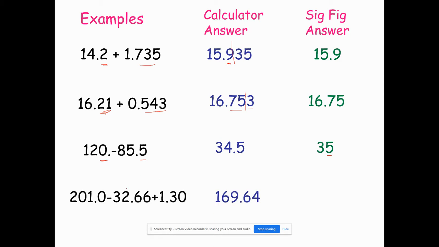And now with this one, I have a tenths place, and hundredths and hundredths. So I need to get this down to the tenths place. And so that's going to be 169.6.